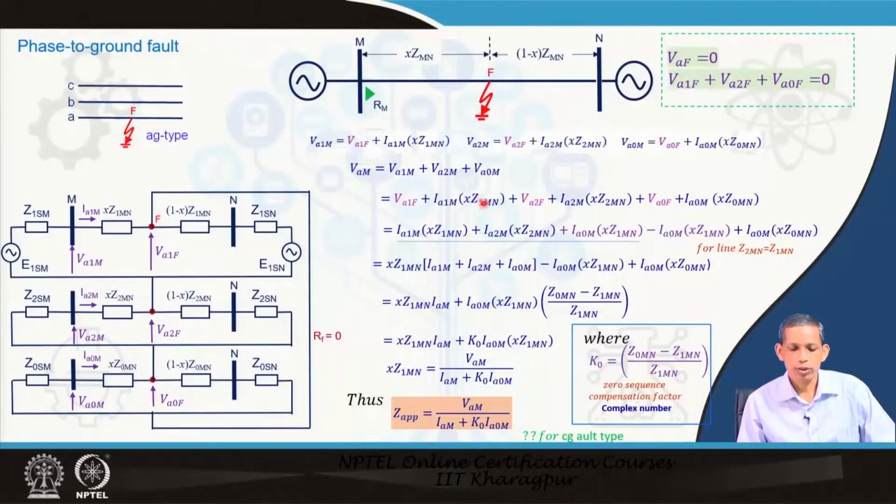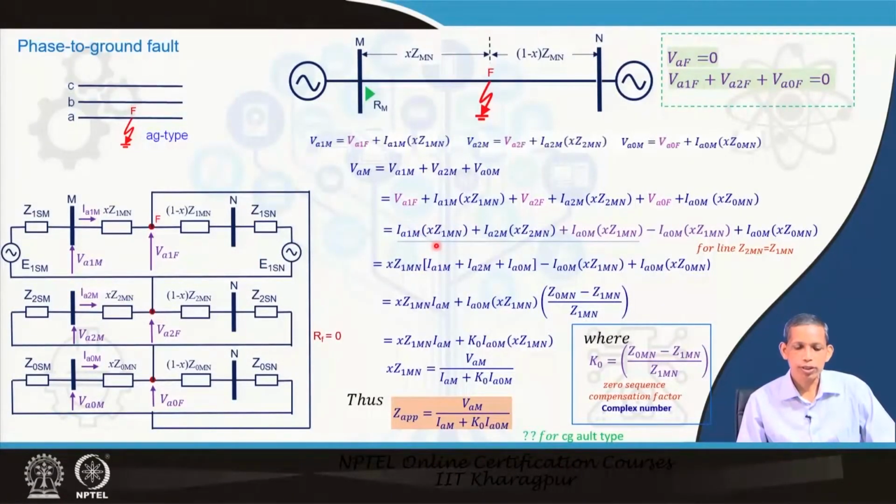So, this is the part we considered about this VA1M. Similarly, for VA2M we have VA2F plus this drop, so VA2F plus I2M x Z2Mn, and similarly for the zero sequence VA0F plus this drop, so VA0F plus I0M x Z0Mn. This is represented by this representation for VAM, the fault point voltage at phase A during that time.